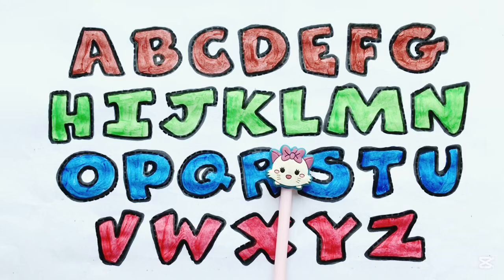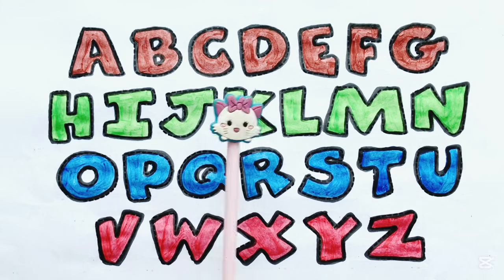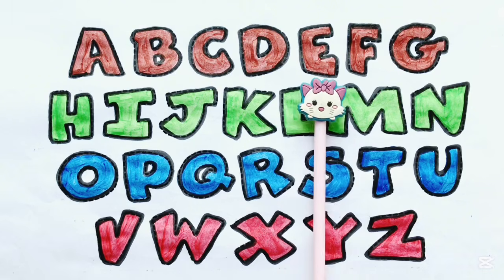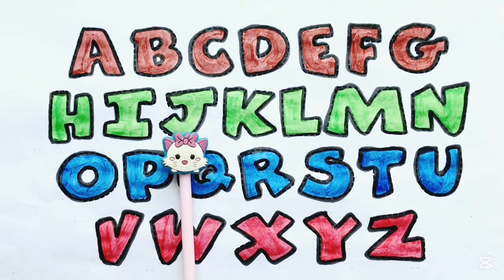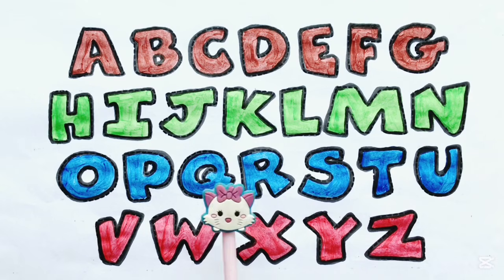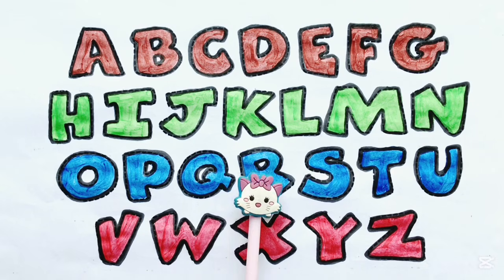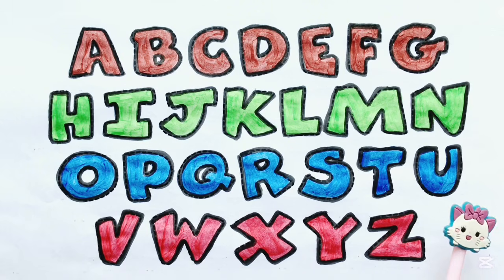Let's repeat louder. Uppercase letter A, B, C, D, E, F, G, H, I, J, K, L, M, N, O, P, Q, R, S, T, U, V, W, X, Y, and Z.